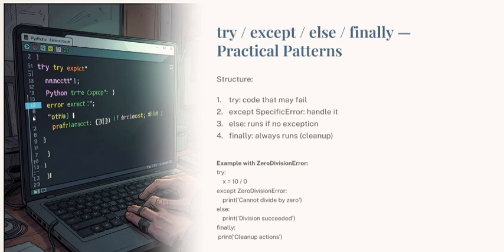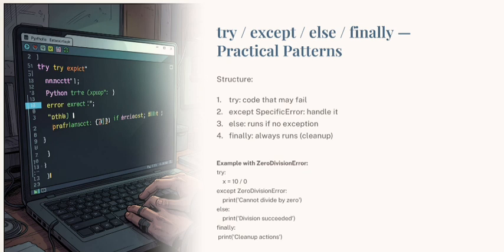Now we will learn the main structure used for exception handling in Python. Python provides four important blocks. Number 1, try. Number 2, except. Number 3, else. Number 4, finally. These blocks help us control what happens when an error occurs.